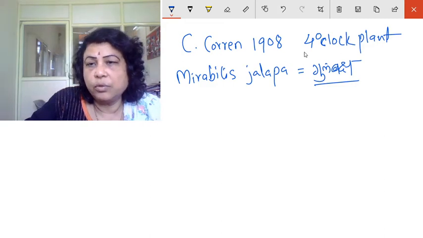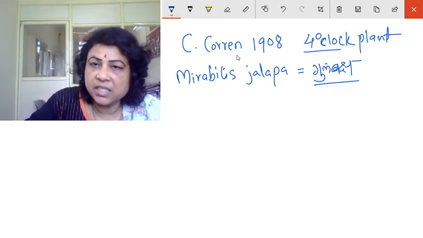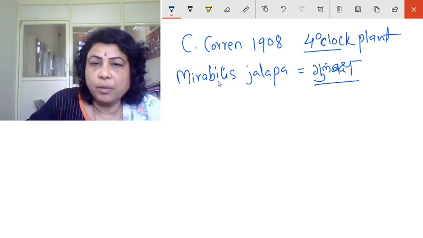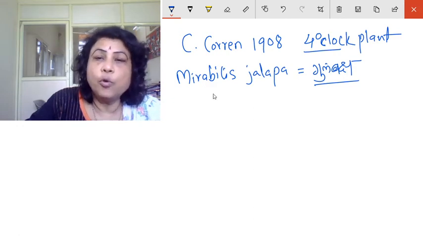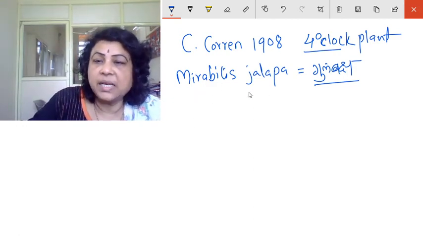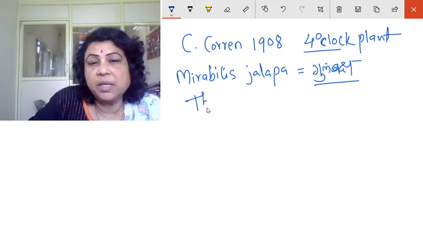So it is also known as the four o'clock plant. Carl Correns did his study on the four o'clock plant, Mirabilis jalapa, in 1908, and he observed that this plant has three types of leaves or branches.